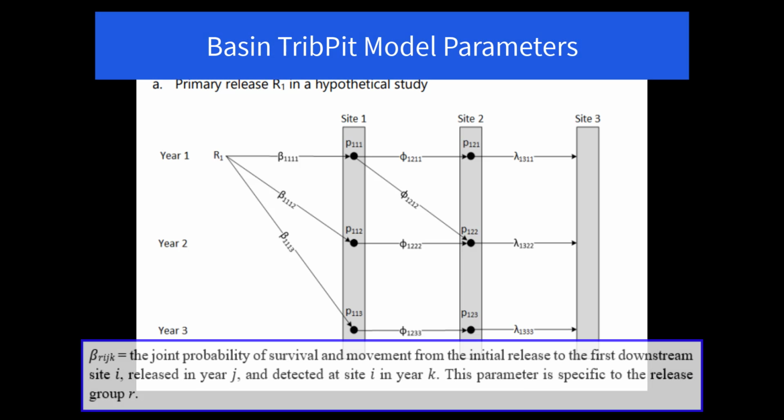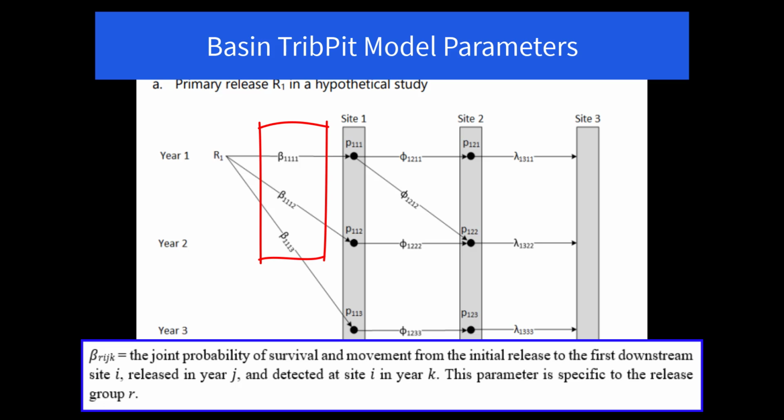Beta_Rijk equals the joint probability of survival and movement from the initial release to the first downstream site I, released in year J, and detected at site I in year K. The parameter is specific to the release group R. On the model schematic, we find the beta parameters here.